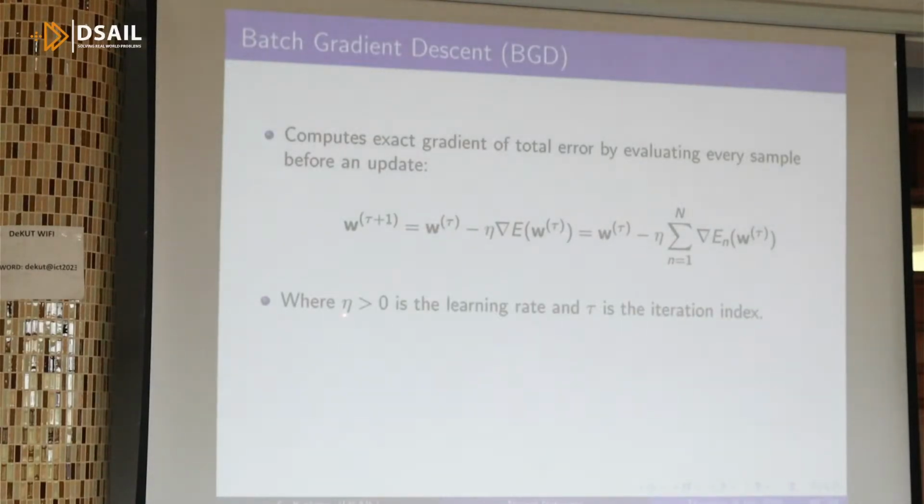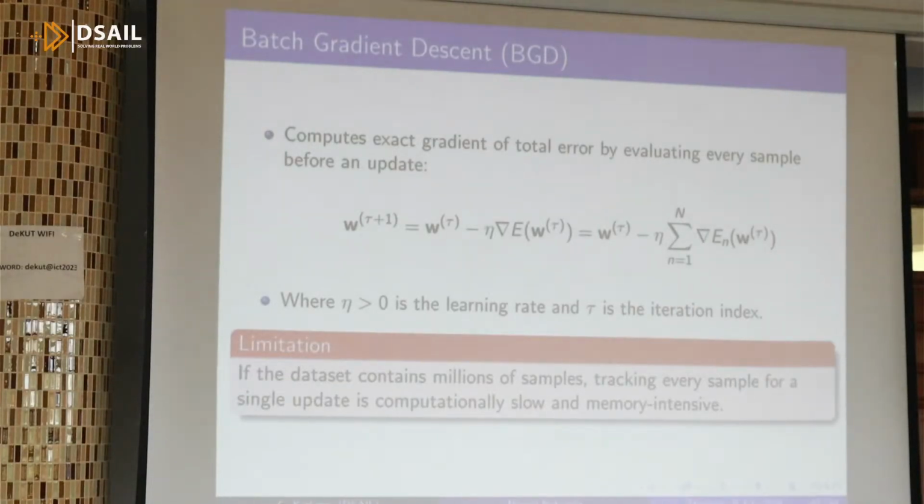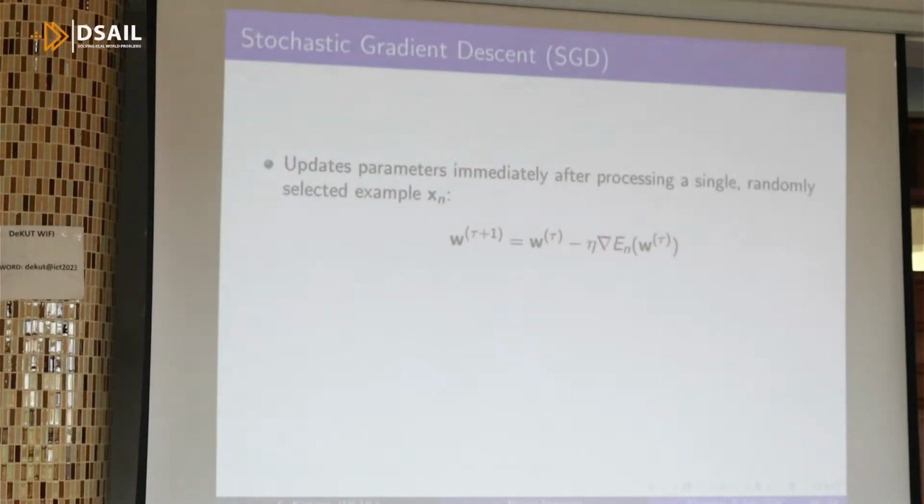All right. And when n is greater than 0, that is the learning rate, and t is the iteration index. If the data set contains millions of samples, tracking every single sample for a single update is going to be computationally slow, because you're doing this summation from n equals 1 to N. That means this update is a very long loop. You can avoid that because it's going to be computationally slow and intensive, right?